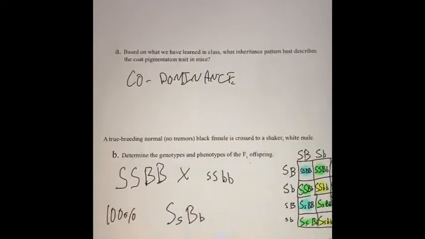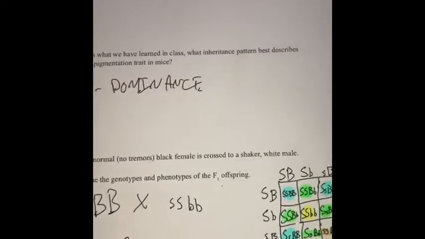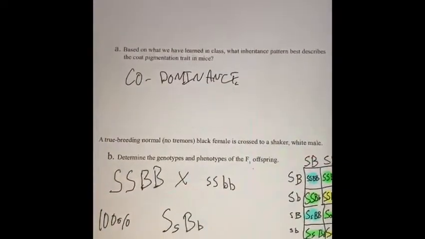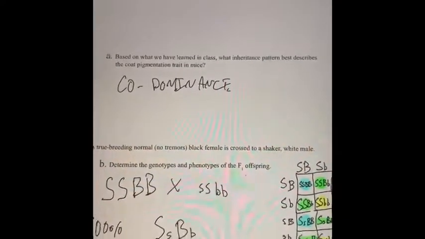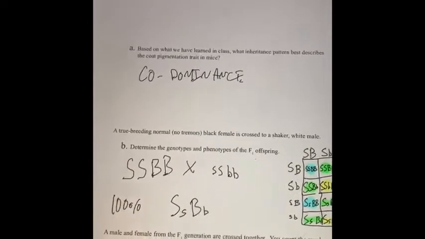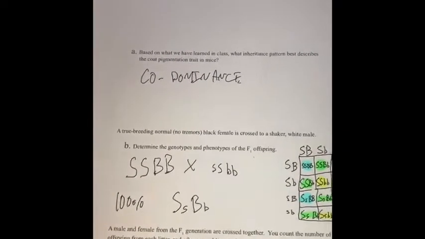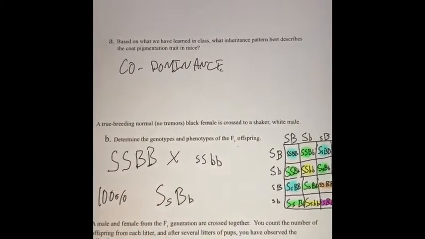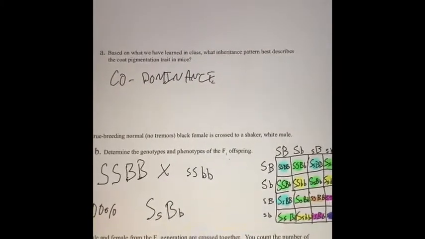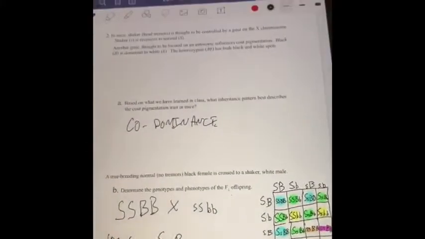So question 2, in shaker mice, the shaking trait is recessive to normal, and it is thought to be found on the X chromosome. Another gene thought to be located on an autosome influences coat pigmentation. So black is dominant to white, but they're codominant, so a heterozygote will have black and white spots. So A is pretty simple. Based on what we have learned in class, what inheritance pattern best describes the coat pigmentation in mice? And it's codominance because both traits can be expressed.